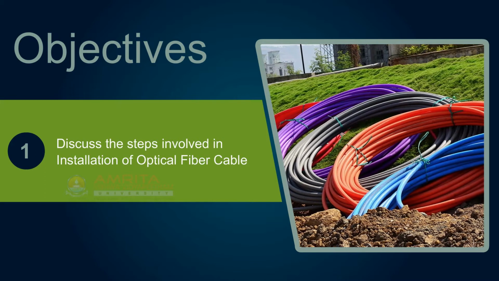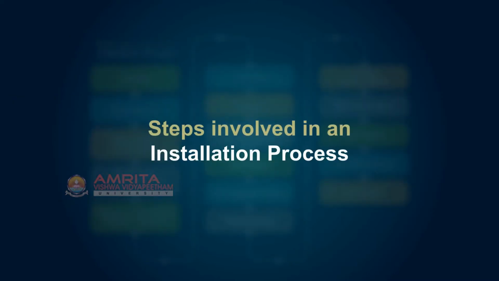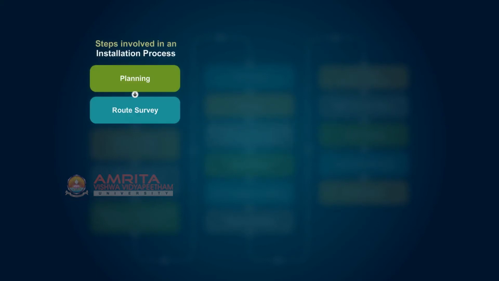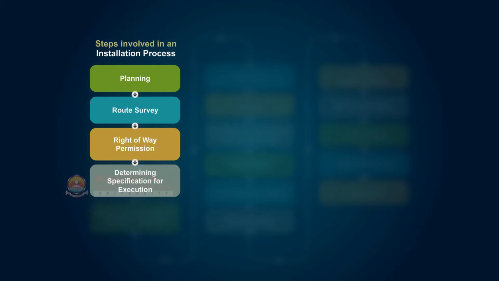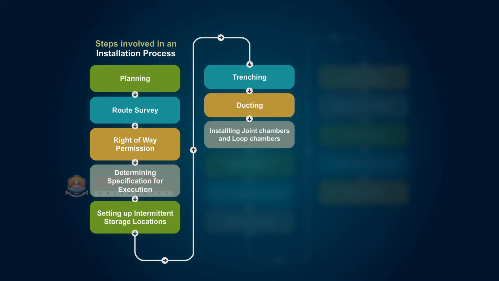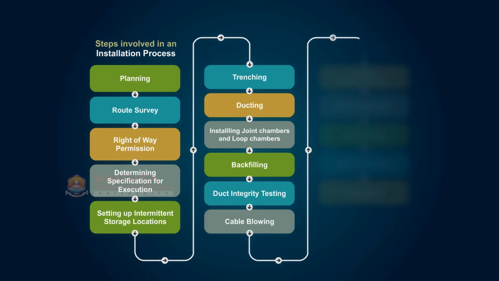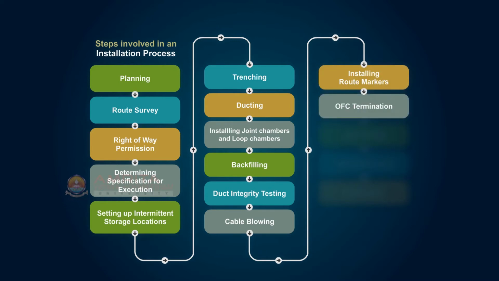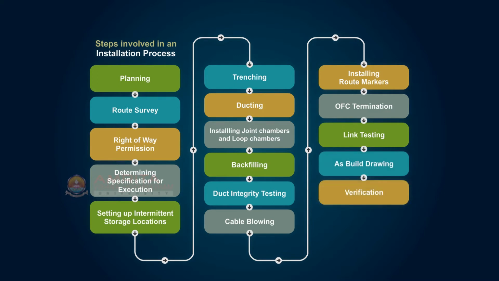fiber cable network. An installation process involves planning, route survey, right-of-way permission, determining specification for execution, setting up intermittent storage locations, trenching, ducting, installing joint chamber and loop chamber, backfilling, duct integrity testing, cable blowing, installing route markers, OFC termination, link testing, as-built drawing, and verification. Let's now see the steps in detail.